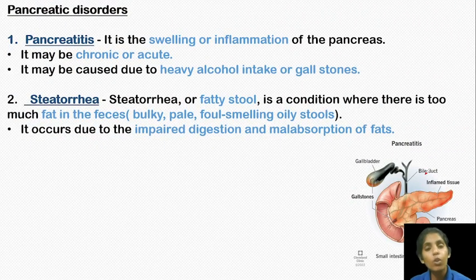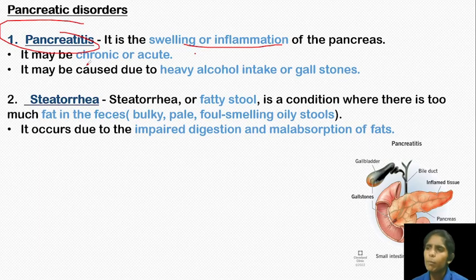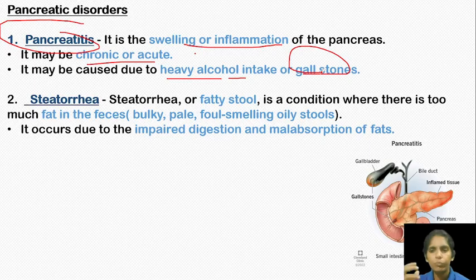Now let us discuss the disorders of the pancreas. Pancreatitis is the swelling or the inflammation of the pancreas. It may be chronic or acute, and it is caused due to heavy alcohol intake or gallstones. Gallstones will cause some obstruction in the ducts. So here these are the gallstones. They will cause some interference to the flow of bile from the gallbladder. Bile is stored in the gallbladder.